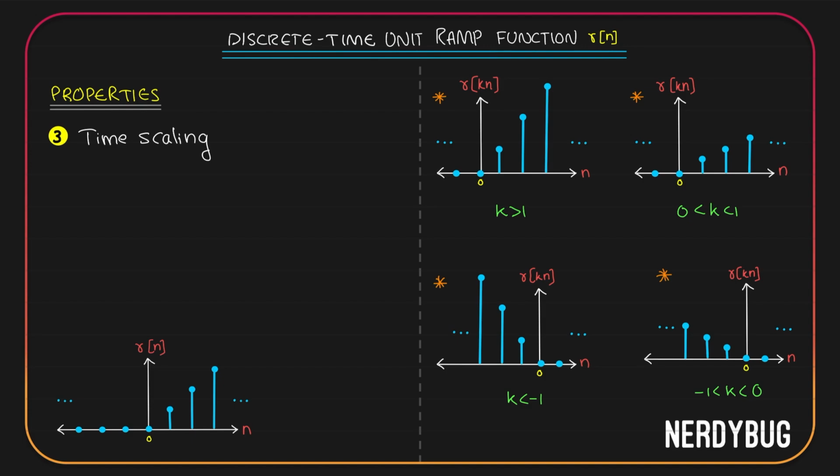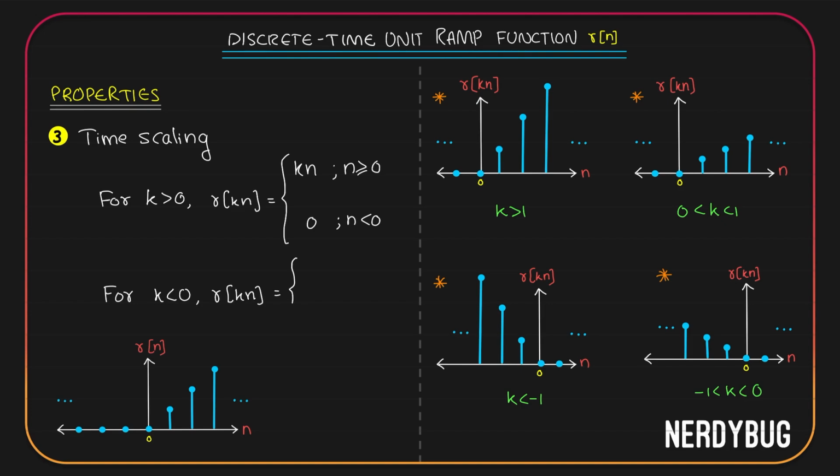Let's write the mathematical definition. For k greater than 0, r of kn will be kn if n is greater than or equal to 0 and 0 if n is less than 0. Similarly, for k less than 0, r of kn is going to be kn, but only if n is less than or equal to 0, and it will be 0 if n is greater than 0.